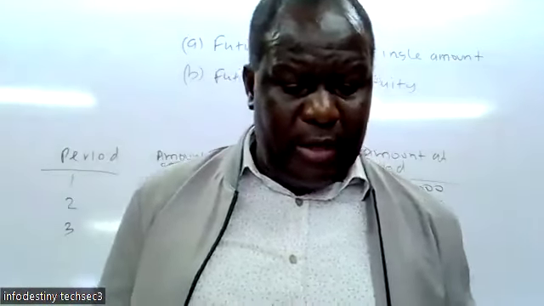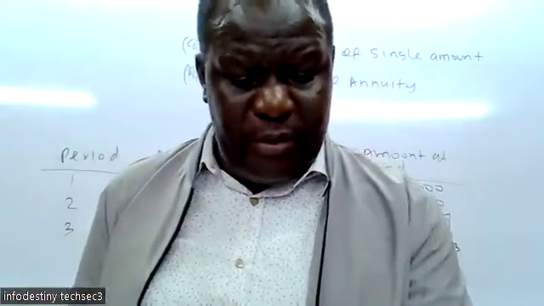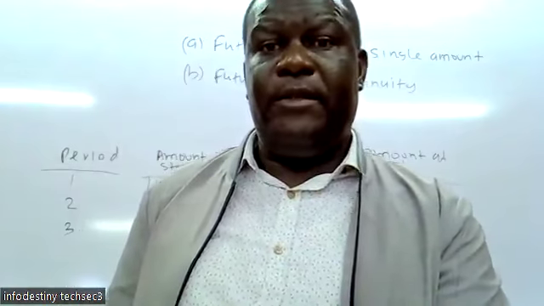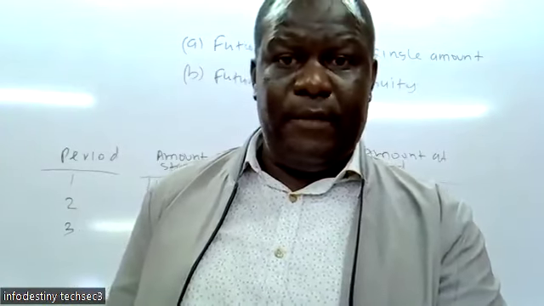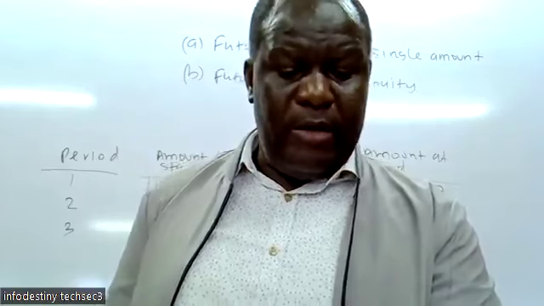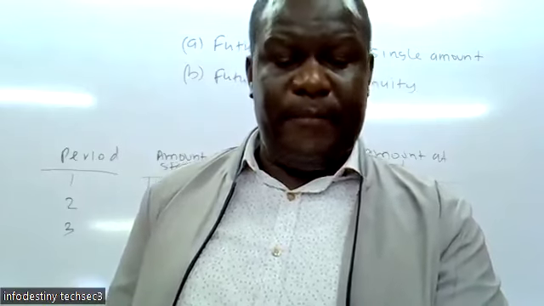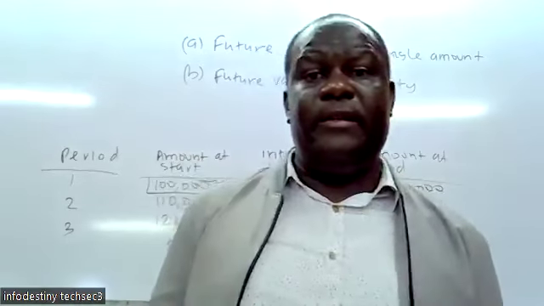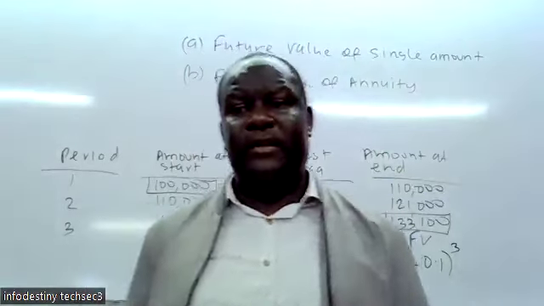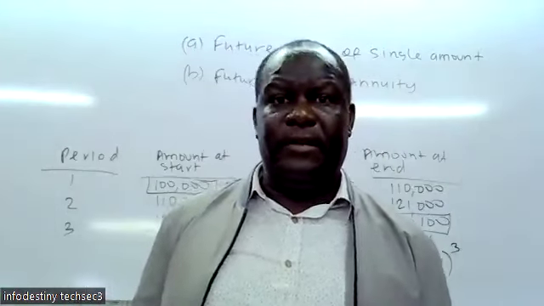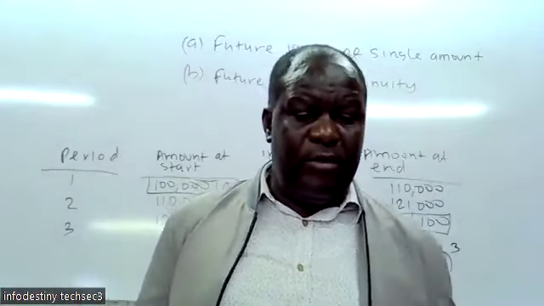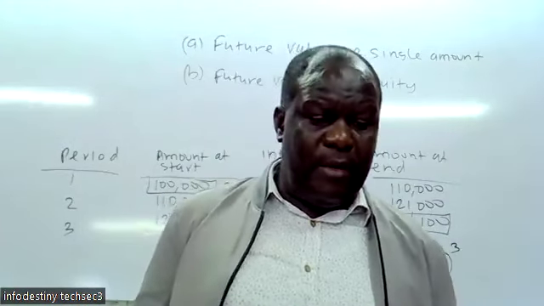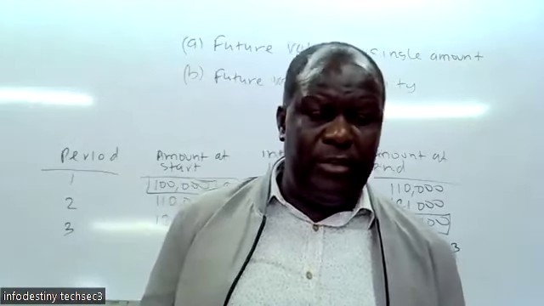Cash flows will occur at the end of each period, e.g. salary, retirement benefits, rent, etc. So that is now number one, the ordinary annuity. Then number two will be annuity due.